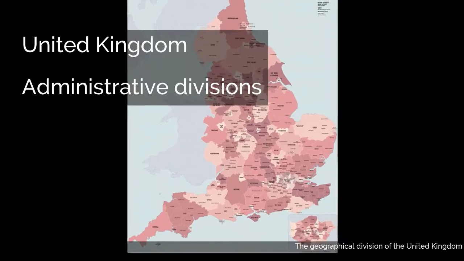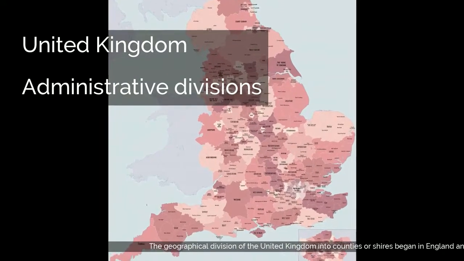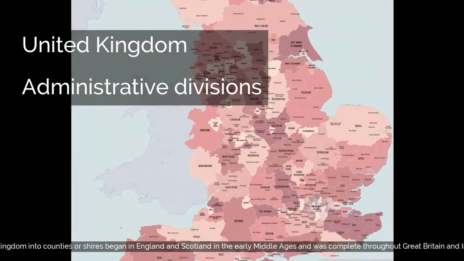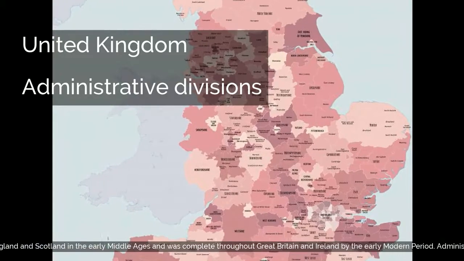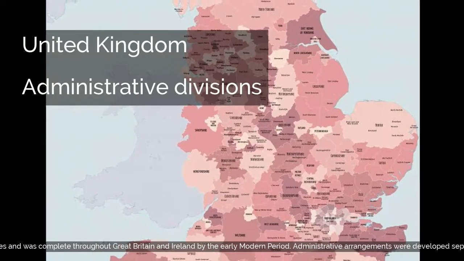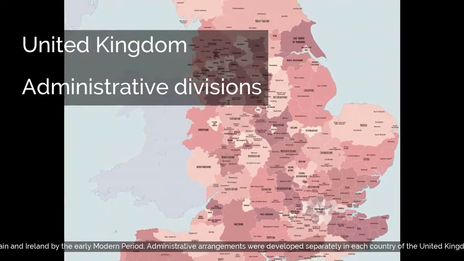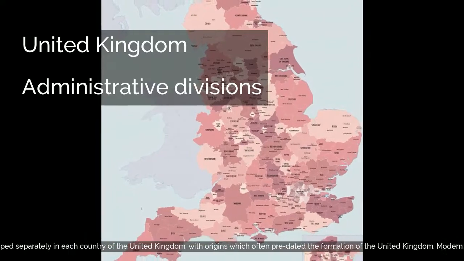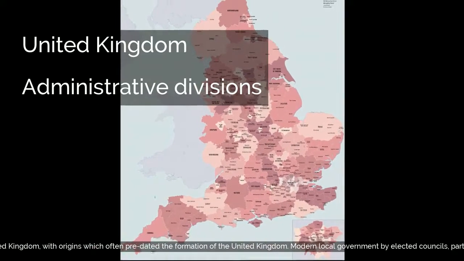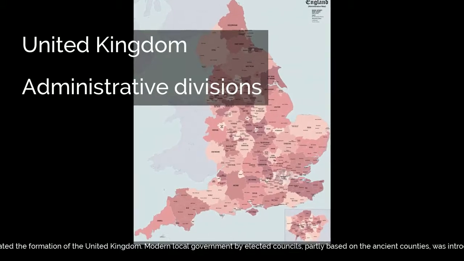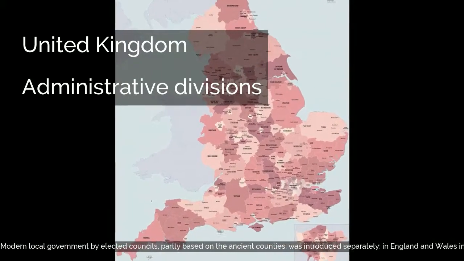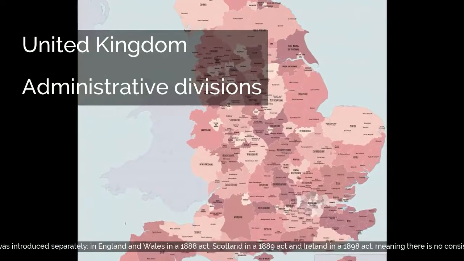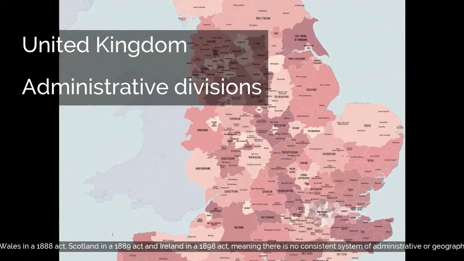The geographical division of the United Kingdom into counties or shires began in England and Scotland in the early Middle Ages and was complete throughout Great Britain and Ireland by the early modern period. Administrative arrangements were developed separately in each country of the United Kingdom, with origins which often predated the formation of the United Kingdom. Modern local government by elected councils, partly based on the ancient counties, was introduced separately, in England and Wales in an 1888 Act, Scotland in an 1889 Act and Ireland in an 1898 Act, meaning there is no consistent system of administrative or geographic demarcation across the United Kingdom.